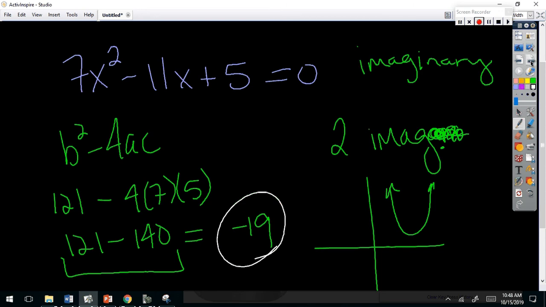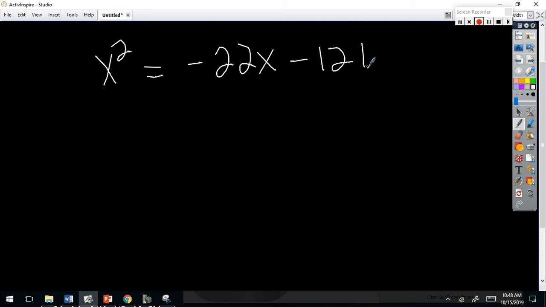Let's do another, one more. Uno más. x squared plus 22x plus 121. Do you notice something about the equation? Yeah, you did. It's a perfect square. Good job. I told you you'll start to recognize them. 11x times 2 is 22x. That's right. So it is.